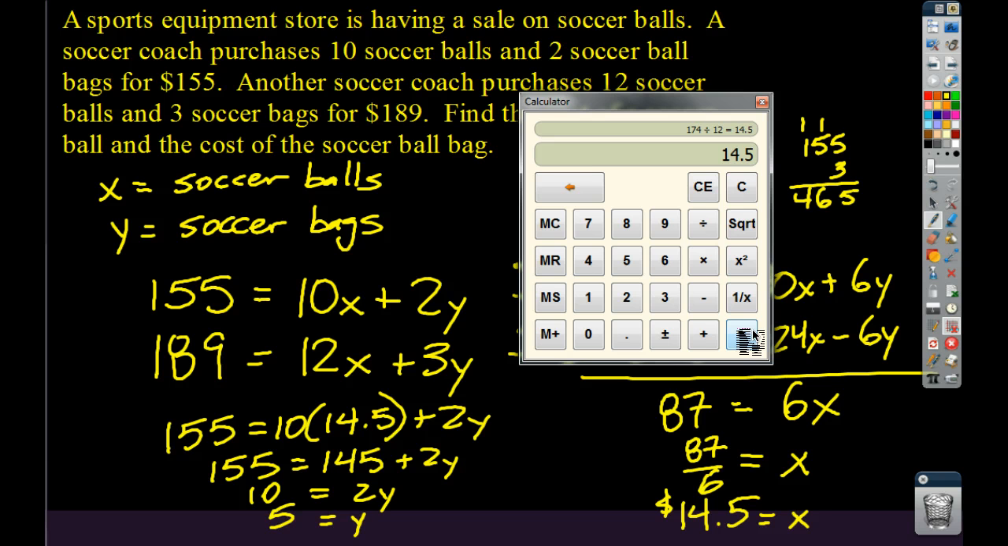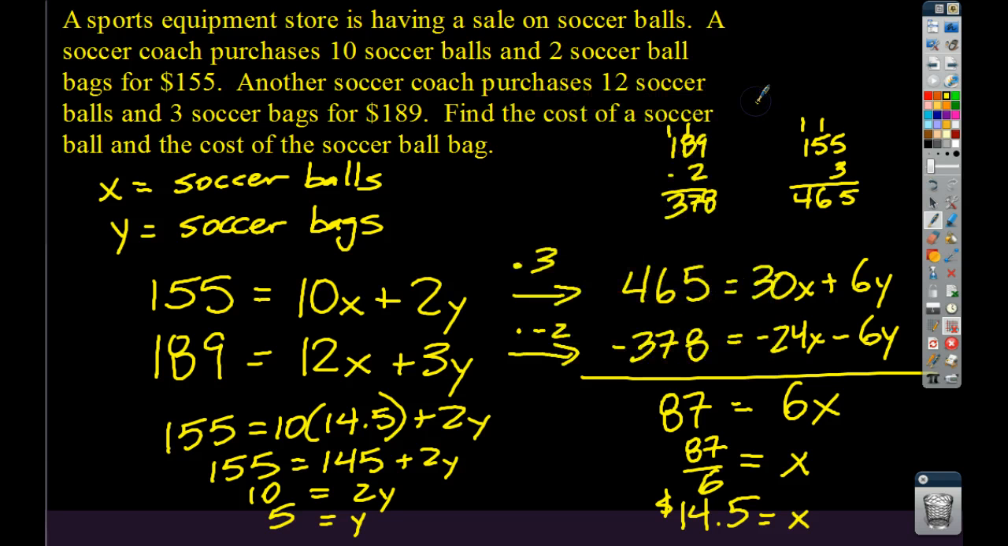$14.50. All right, so we know that the soccer balls are $14.50 each, and we know that the soccer bags are $5 each. Okay, there it is. See you tomorrow.